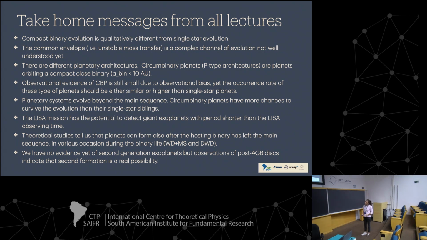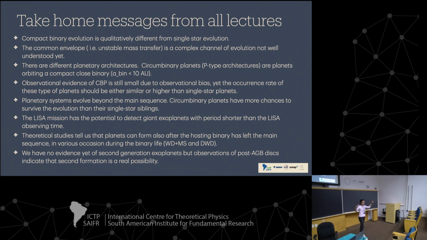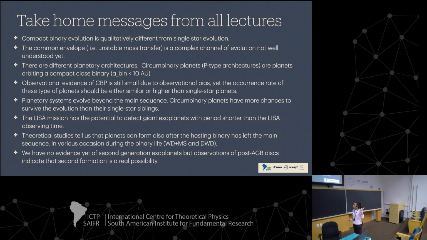We know that planets can evolve beyond the main sequence. We have observational evidence, and it's supported by theory. Circumbinary planets have more chances to survive the evolution, exactly because the evolution of the binary is more compact, let's say, than compared to the single star case. LISA has the potential to detect giant exoplanets, but just in the case that the period of the exoplanet is less than the observing period of LISA.